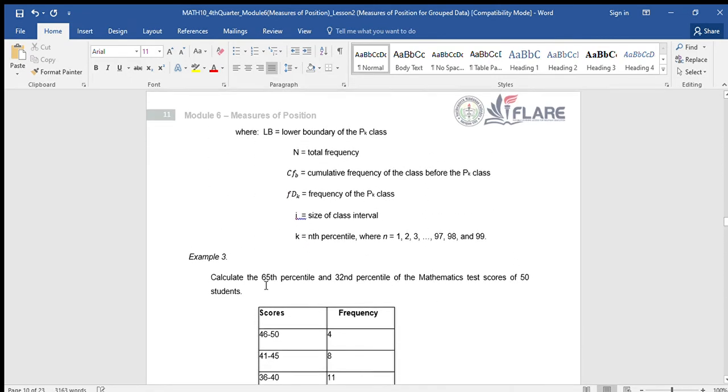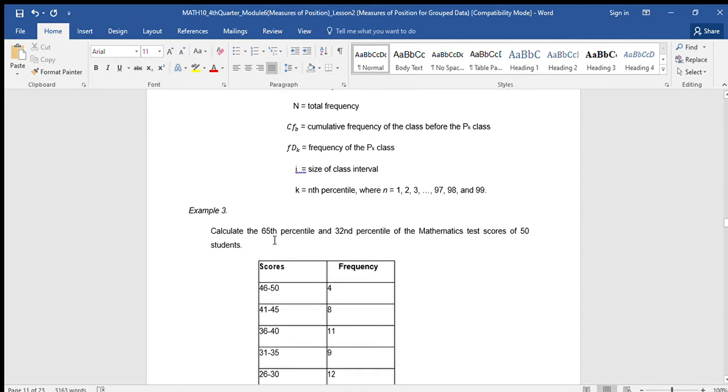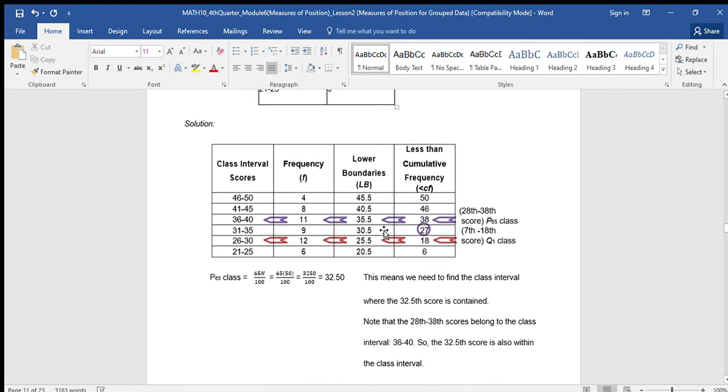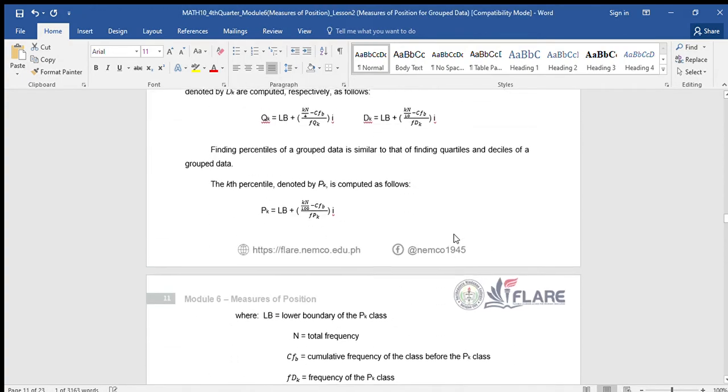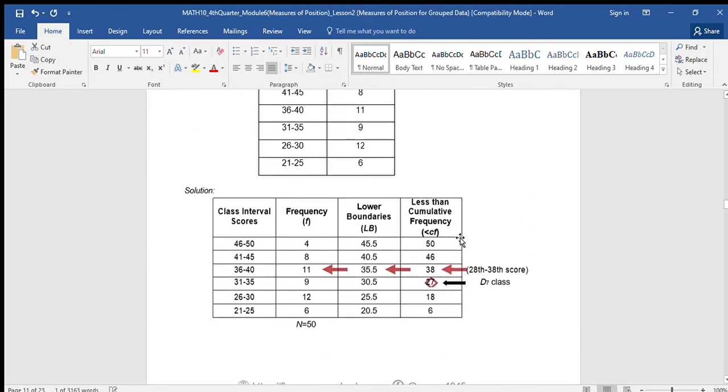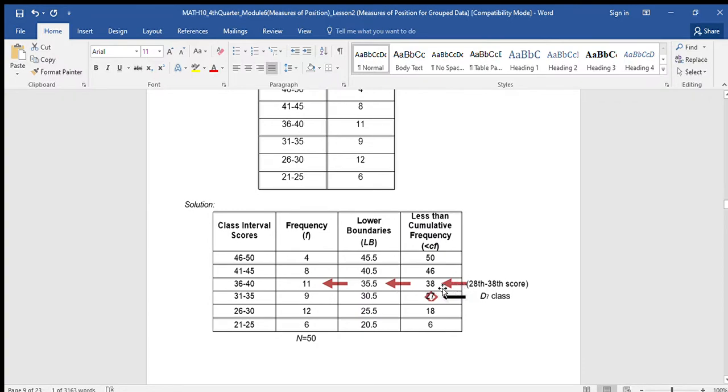For example, you have to calculate the 65th percentile and the 32nd percentile of the mathematics test scores of 50 students. The first one is the 65th, the second one is the 32nd. So you compute them separately. For the 65th, of course, multiply K by 65, then your answer is 32.50. Then locate that here: 36.50. So it falls within the class of 38.